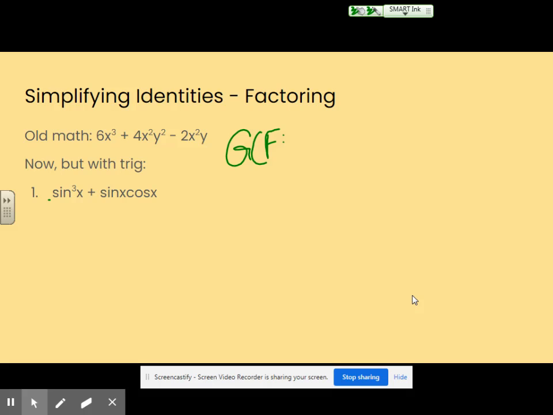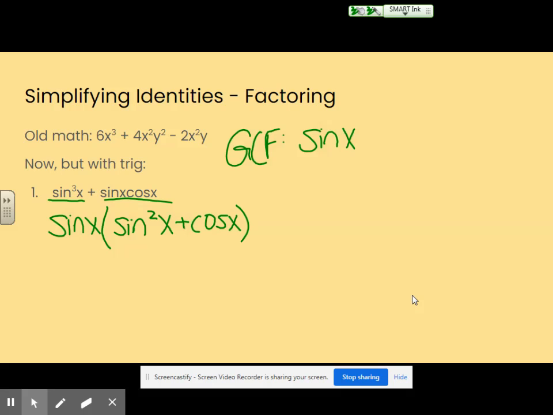I see that in my first term, I have sine cubed x, and in my second term, I have sine x times cosine of x. Both of these terms have a sine x, and that's all they have in common. So I'm going to do what I did before, and write what that greatest common factor is outside, divide it from each of the terms, and I'm left with sine squared x plus cosine of x. All right, this should seem pretty familiar, like what we've done before, just now we have more letters.